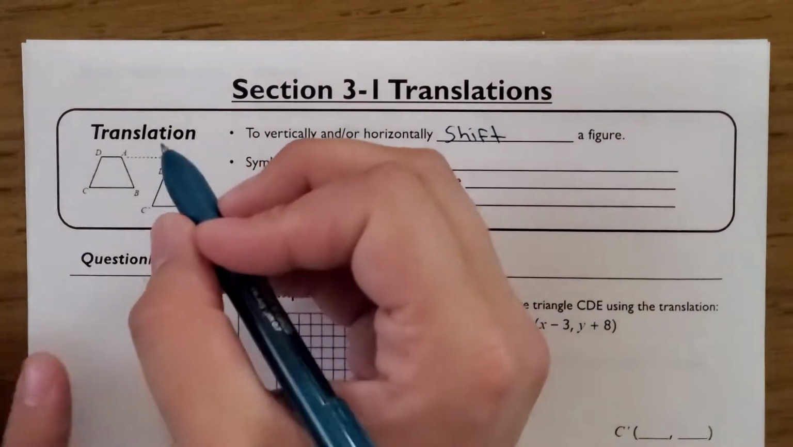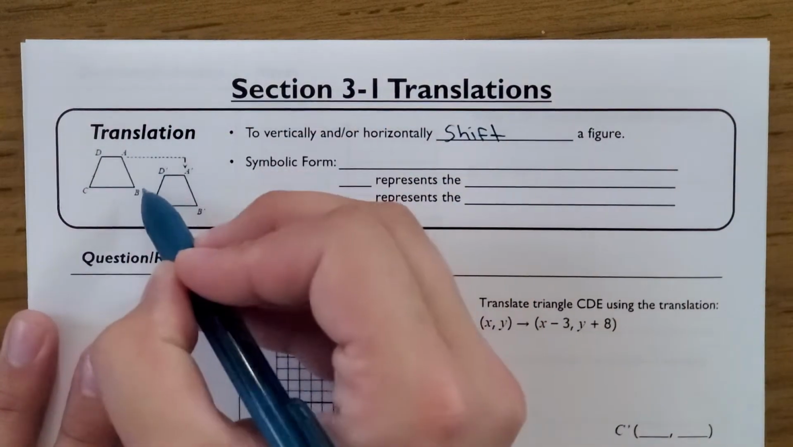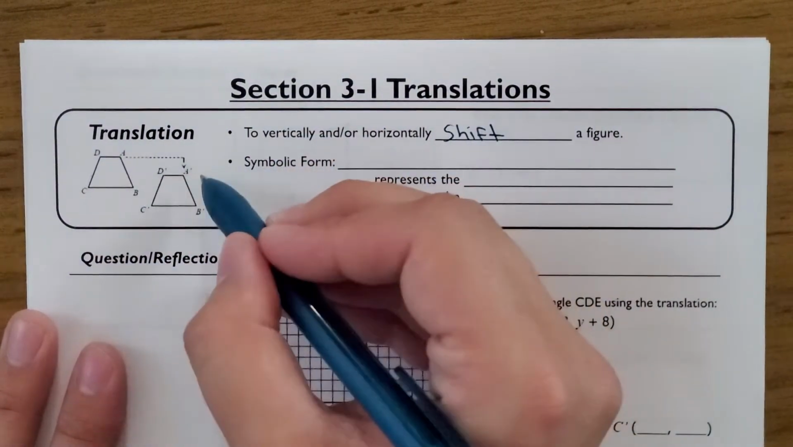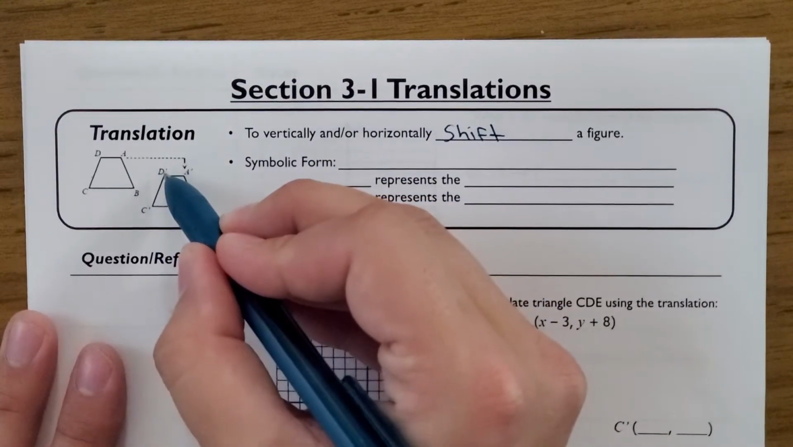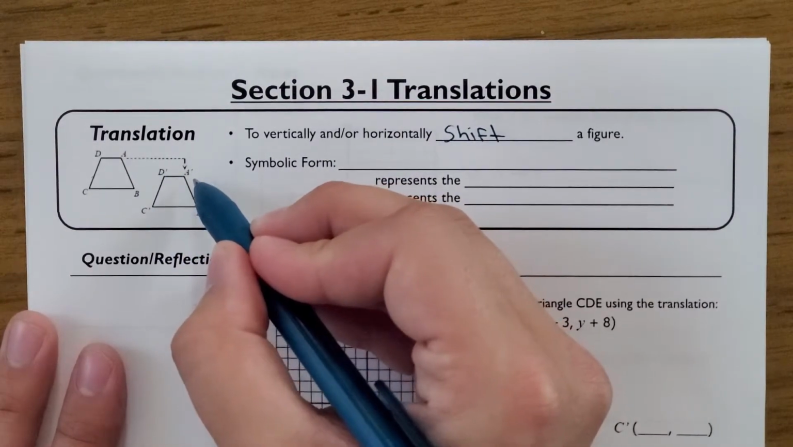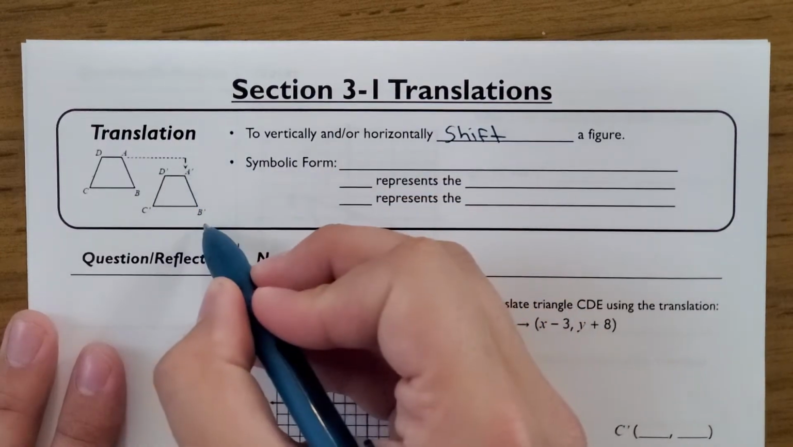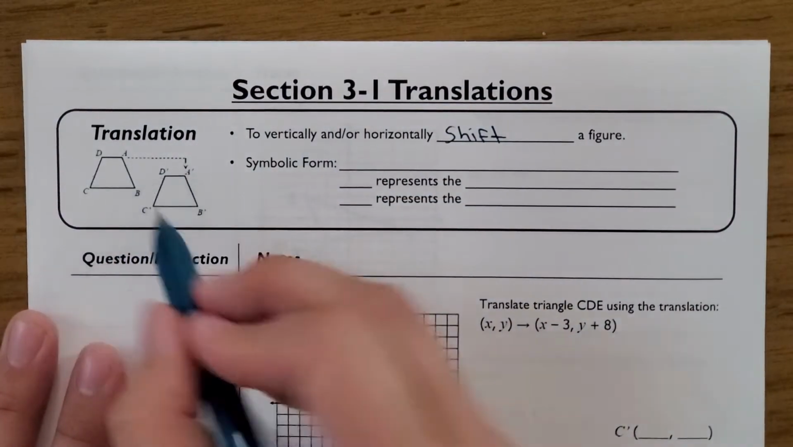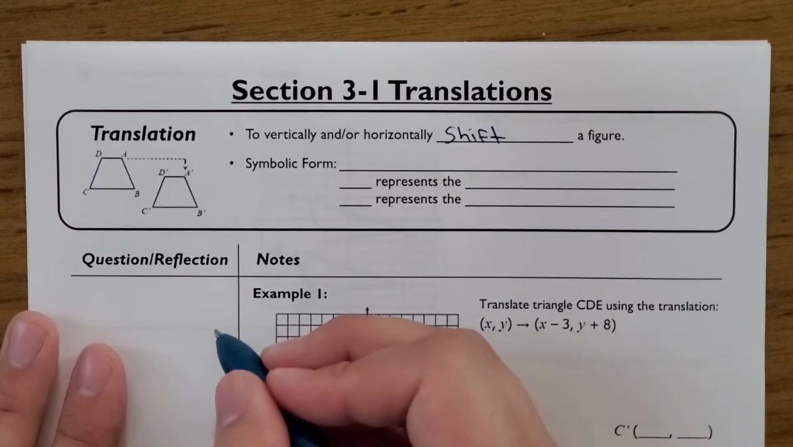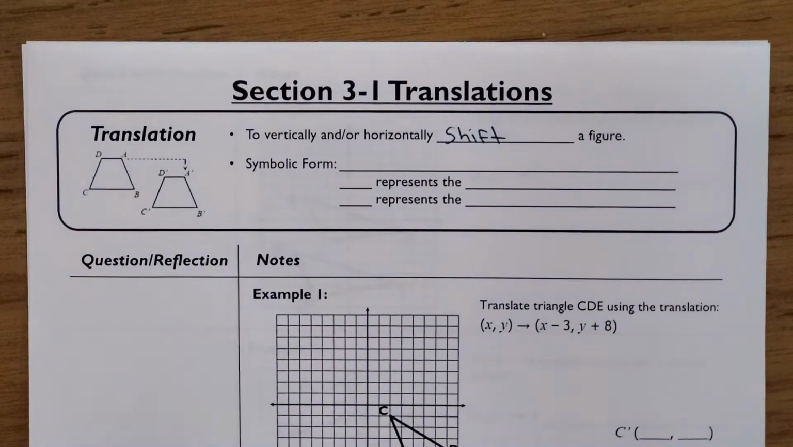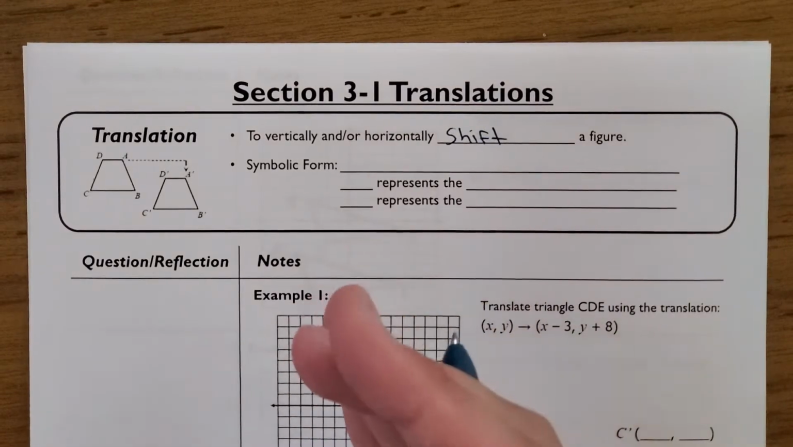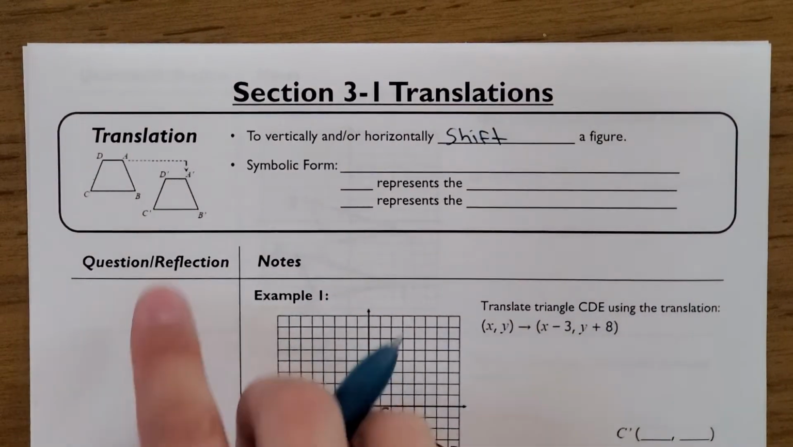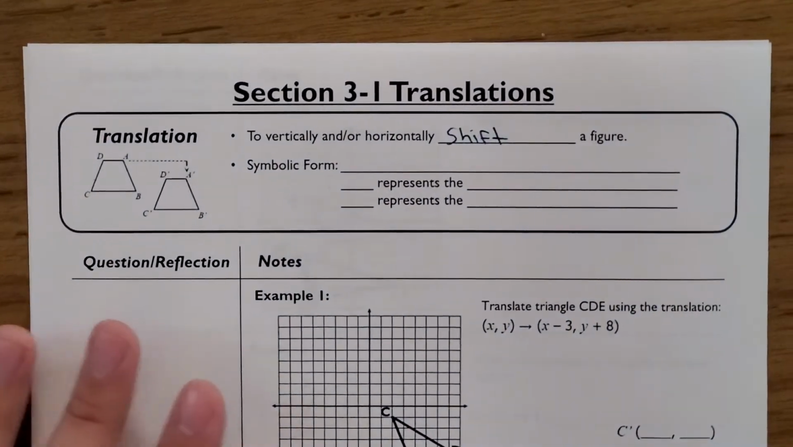You can see that over here, some of the letters we use, we have A, B, C, D, right? I said that earlier, but if you look right here, you can see A apostrophe, B apostrophe, C apostrophe, D apostrophe. The way we read that is A prime, B prime, C prime, and D prime. Prime just means after I transformed it. So I started with A, B, C, D, and then I ended with A prime, B prime, C prime, D prime, showing that I transformed that figure.